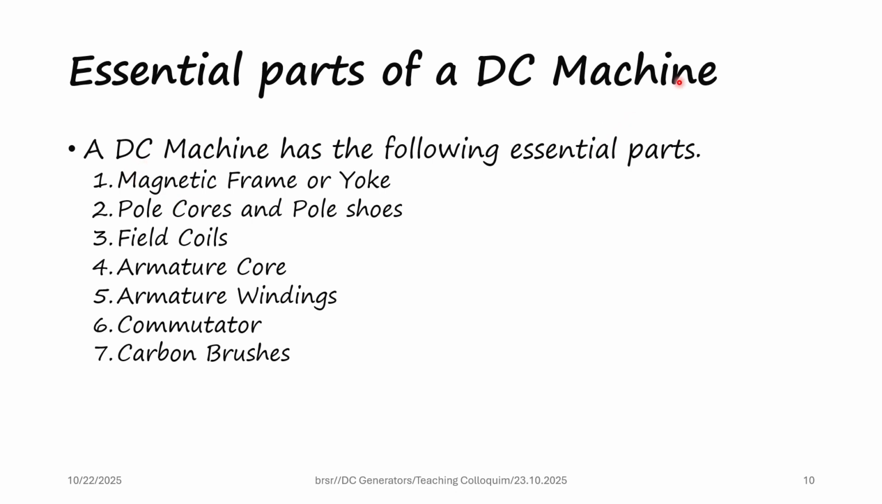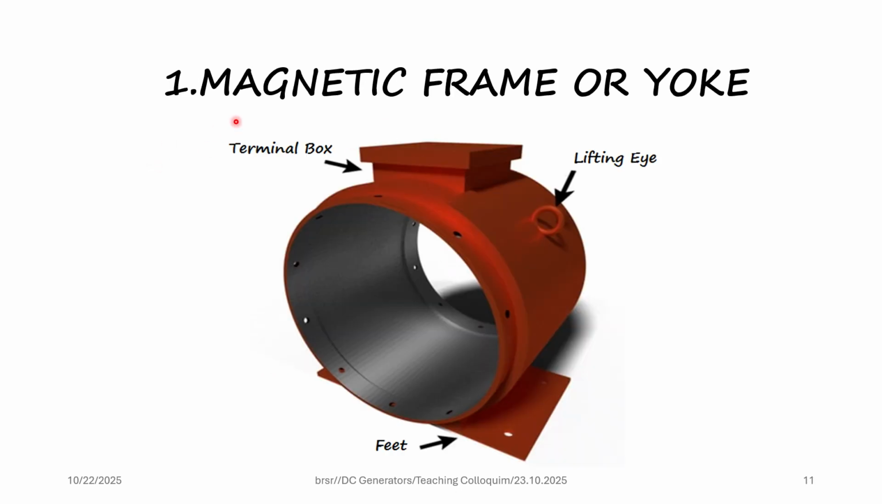The essential parts of a DC machine are the magnetic frame or yoke, which is the outermost frame, pole cores and pole shoes, which form the magnetic field. Field coils are the ones which make the magnet, then the armature core on which the winding is made, that is the armature winding, and we have the commutator and the carbon brushes. This is the magnetic frame, also called the yoke. It is meant for two purposes: one is to give complete protection to the machine, as well as to form a path for the magnetic flux.